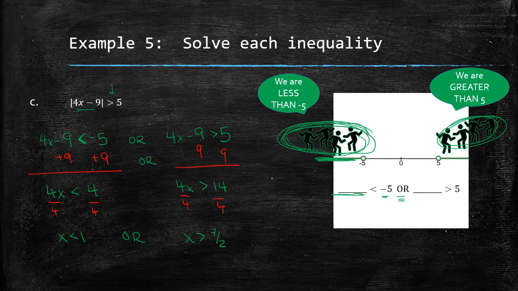Okay, so either we're to the left of 1, meaning we're in this interval from -infinity to 1, or we're greater than 7/2, which is 3.5, but I'll write this as our improper fraction, 7 over 2. Either one's fine, 7 over 2 or 3.5. Okay, x is greater than 7/2, so 7/2 to infinity. That would be interval notation. Set builder notation: all real numbers x such that x is less than 1 or x is greater than 7/2.